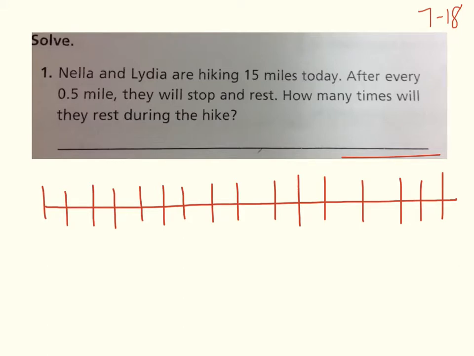Number 1 says Nella and Lydia are hiking 15 miles today. After every half mile, 0.5 tenths of a mile, they will stop and rest. How many times will they rest during the hike? So we can look at this one of two ways.